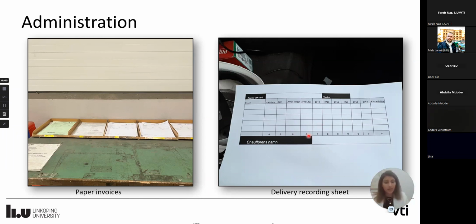Then this is a delivery recording sheet, where after performing the deliveries, the drivers have to manually record how many deliveries they have done. This is also as per the driver allocated number. Here we can see 2710, 2720. These are the numbers that have been allocated to different drivers.